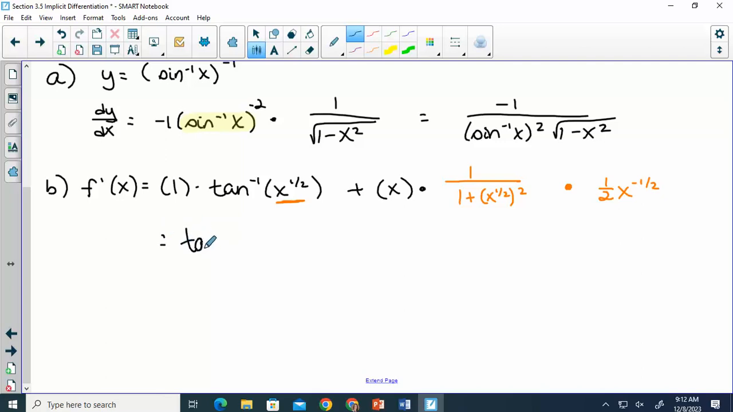And we could just rewrite this as tangent inverse of x to the 1/2. We have a 1/2 x times x to the negative 1/2, which is the x to the 1/2. And times this. What is x to the 1/2 squared? 1. So it's just an x to the first.